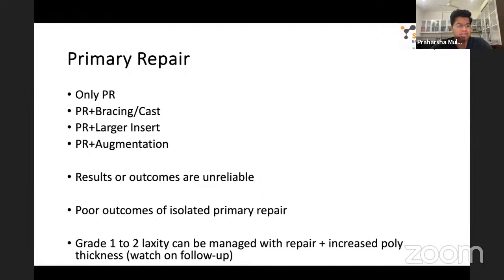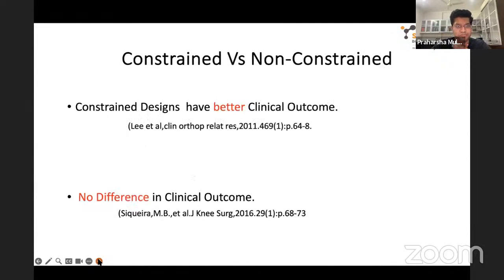So usually try to restrict primary repair to grade 1 or grade 2 laxity where you can just get a part of your stability with an increased poly thickness. Please watch these patients on follow-up. If they complain of any instability or you find this instability on your clinical examination, consider revising it if the patient is having a functional deficit.